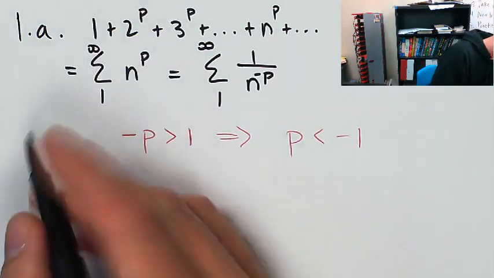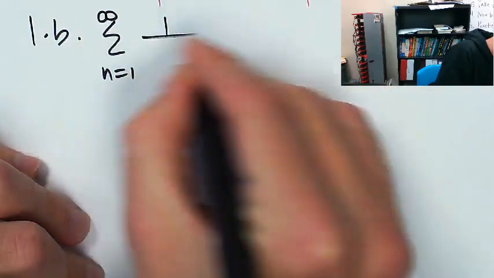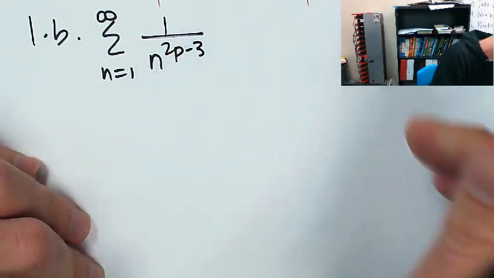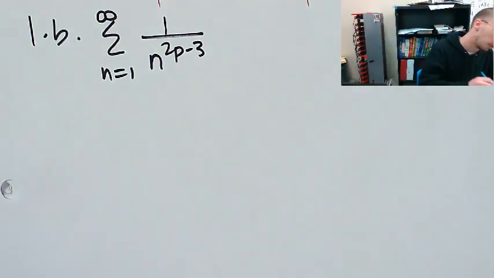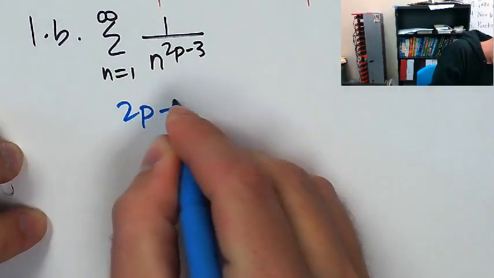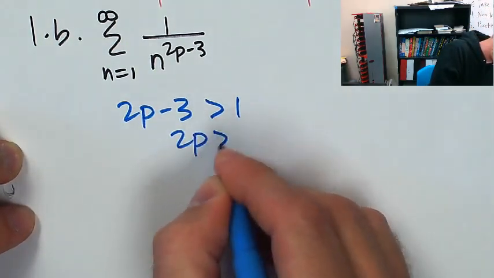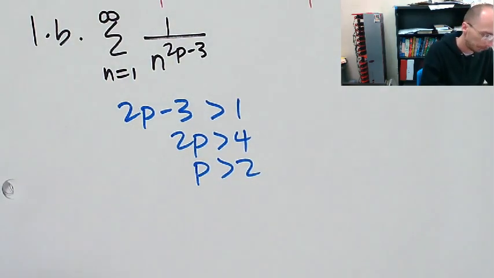All right, 1b is the sum from n equals 1 to infinity of 1 over n to the 2p minus 3. Okay. And this is going to converge, we know, only when the exponent is bigger than 1. So I need that 2p minus 3 to be greater than 1. And so I'm going to add 3 to both sides, divide both sides by 2, and if p is greater than 2, then the series is going to converge.